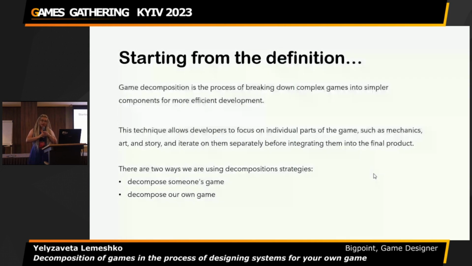Again, starting from the definition: game decomposition is the process of breaking down complex games into smaller components for more efficient development. That's why developers can focus on individual parts of the game, for example mechanics, art, story, and iterate on them separately before integrating them into the final project, right? And there are 2 ways we use decomposition. First of all, we decompose someone's game and we decompose our own game. But the techniques that we will discuss today work both ways, for someone's game and for our own.